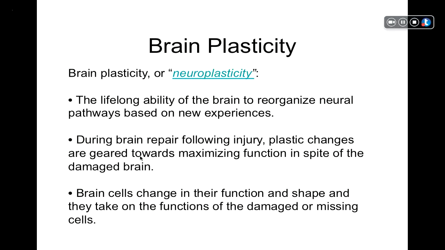That is, if some brain cells are damaged or impaired or destroyed, then other parts of the brain can, like a good team member, step in and pick up for those parts of the brain that have been damaged. And then the third point here is that the brain cells change their function and shape. That is, we see actual structural and functional changes in the brain as a result of injury to compensate for the parts of the brain that are missing.